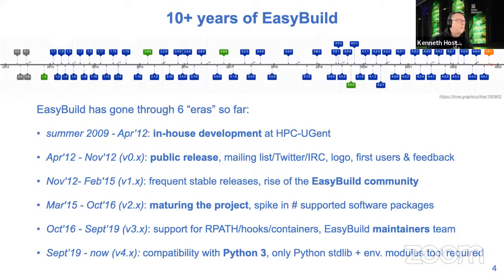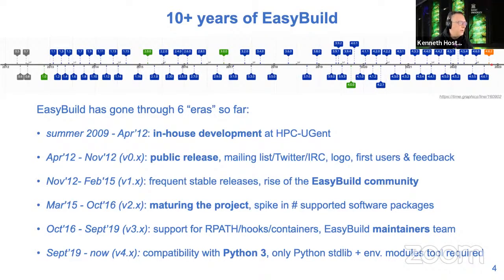So over a decade of EasyBuild, it's actually over the decade, because if we look before EasyBuild 1.0, it was already there. The first public release of EasyBuild was 0.5 in April 2012. And before that, there was a lot of in-house development. 10 years is a long time. And over those 10 years, we've gone through different eras or different phases. So the first part was definitely the in-house development, where nobody outside of our team and the Flemish Supercomputing Center knew about EasyBuild.